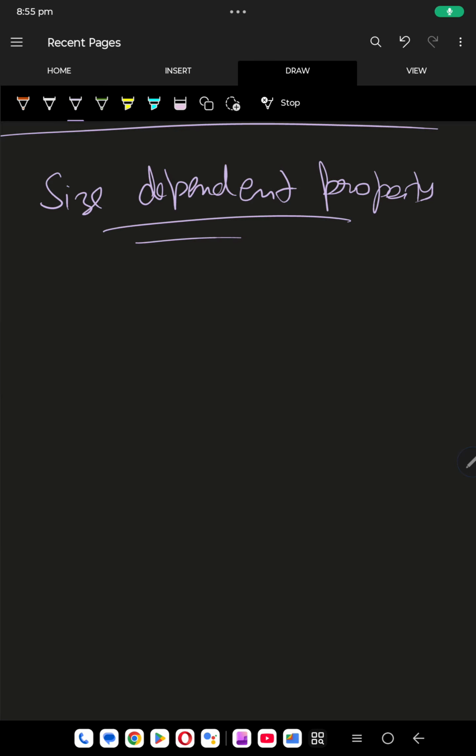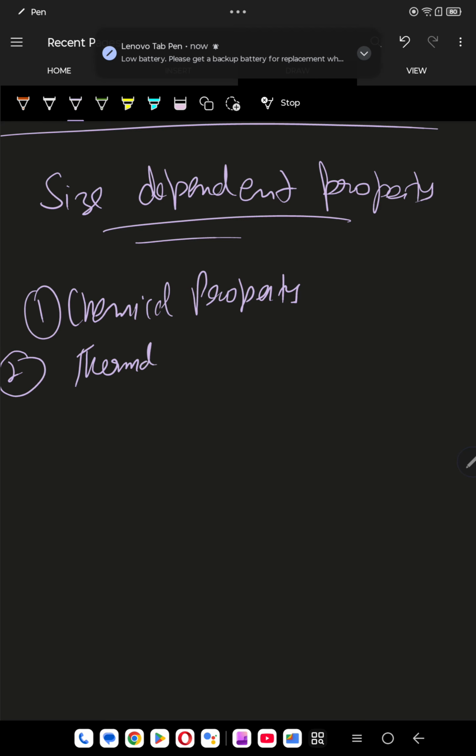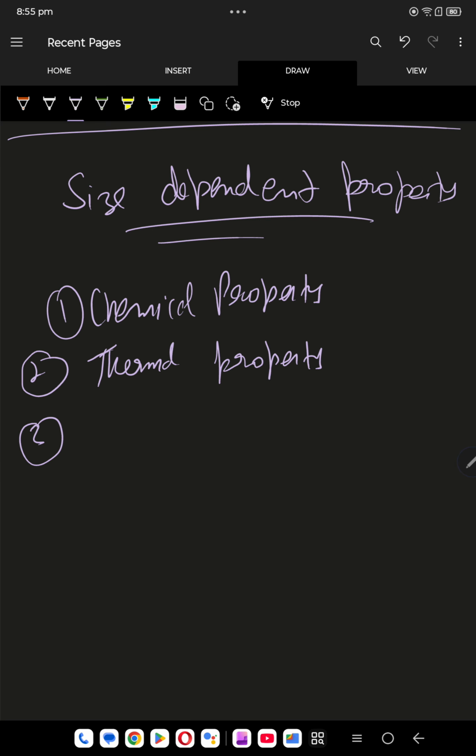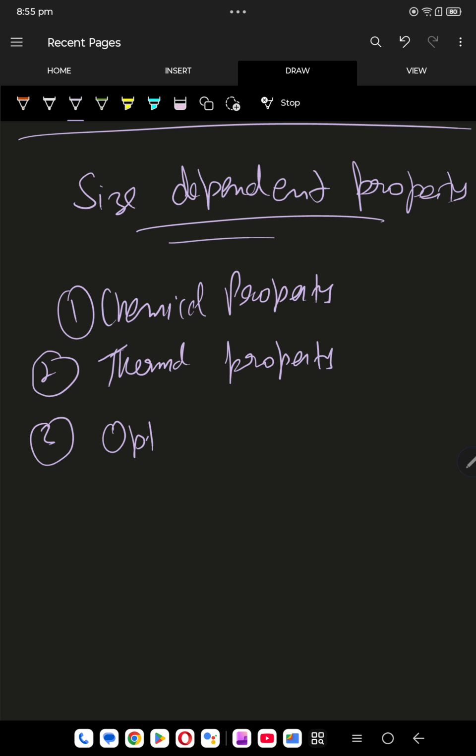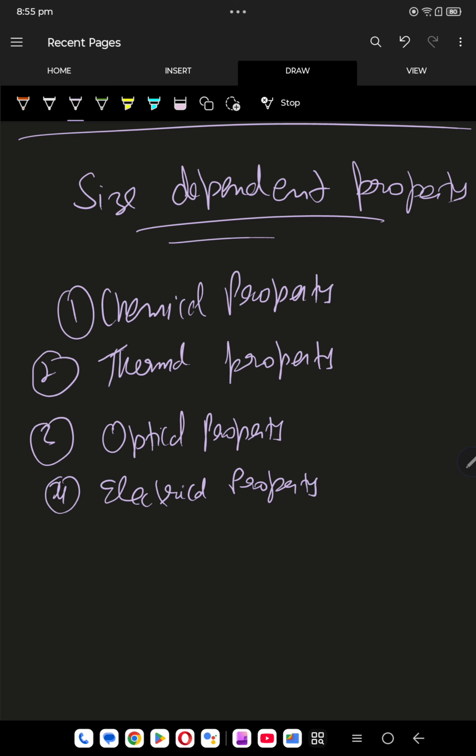Today's video will be seeing various size dependent properties of nanomaterials. First starting with chemical property, then followed by thermal property, then optical property and electronic property. So let's start with chemical property.